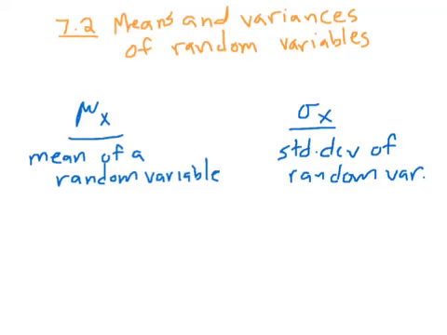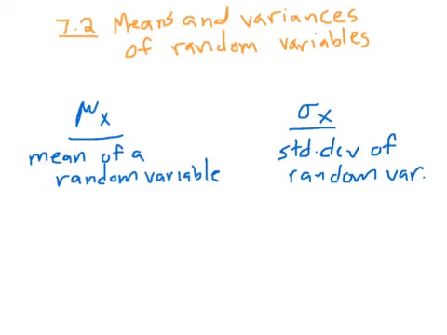Okay, this video is for section 7.2, which is about the means and variances of random variables. And right away, we're going to introduce a new symbol that seems a little bit goofy, but I think it'll make sense. It's mu of x. You read this as mu of x or mu sub x, and this is the mean of the random variable. Now, what do I mean by that?